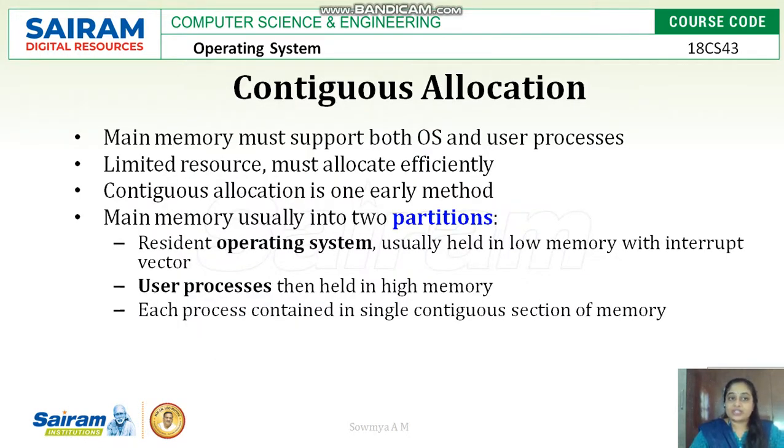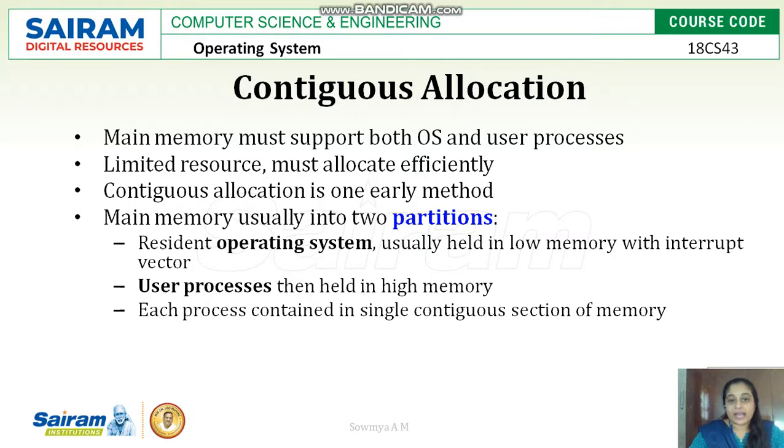Contiguous memory allocation is done in the main memory by the operating system. So main memory must support both the operating system as well as user processes. Limited resource must be allocated efficiently because your main memory will be limited compared to the secondary storage device, so it has to be effectively utilized. Contiguous allocation is one early method where the process is kept in continuous format, or the process data is swapped in by the operating system to the main memory in continuous order.